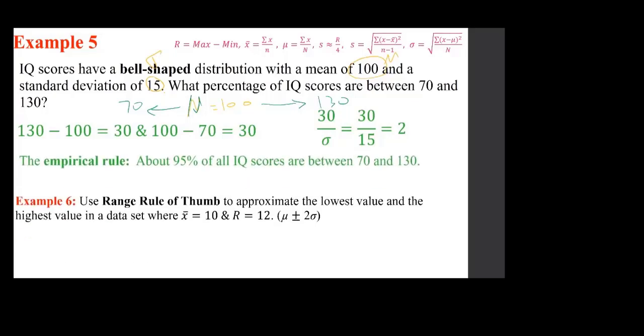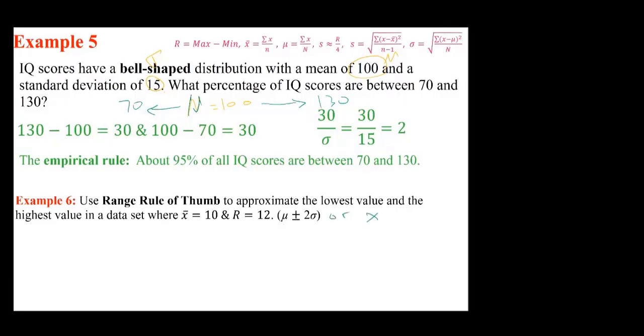We want to approximate the lowest value and the highest value in a data set where X bar is given as 10 and R is given as 12. Remember, we want to go with mu plus minus 2 sigma, or X bar plus minus 2s. That's the idea. And so for s, if you go back to the range rule of thumb, plus minus 2 sigma is a total of 4 standard deviations, so if we divide the range by 4, it gives us an approximation for s.